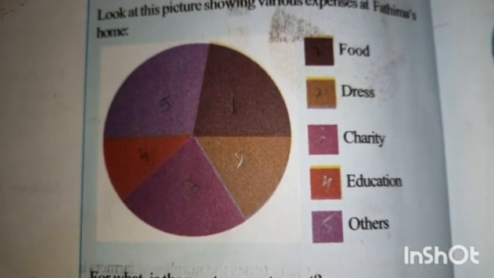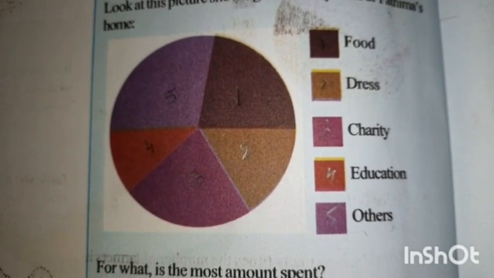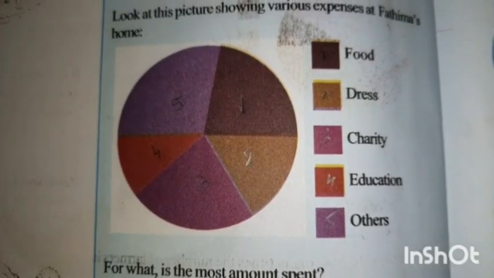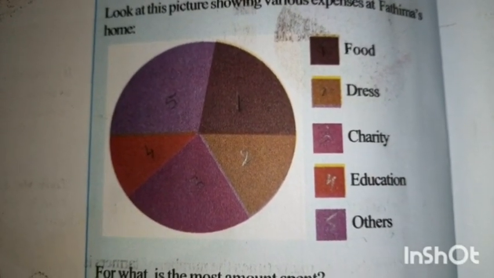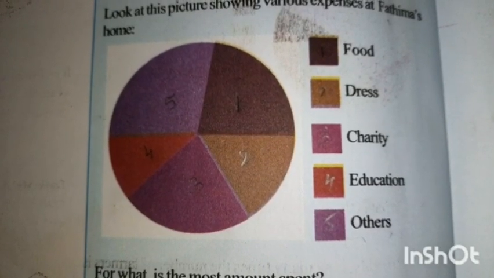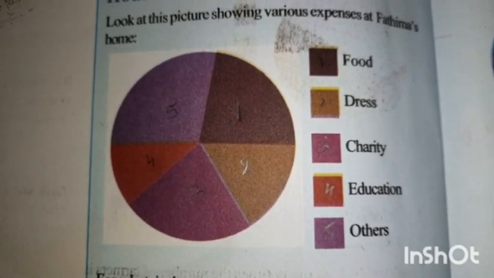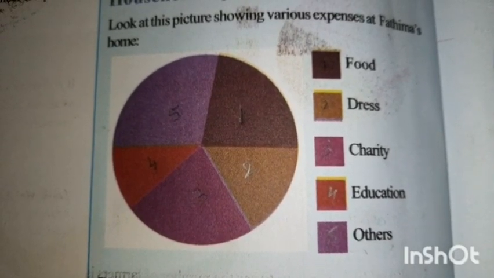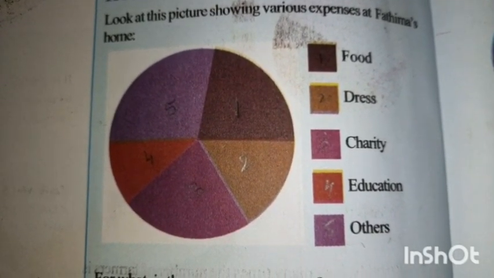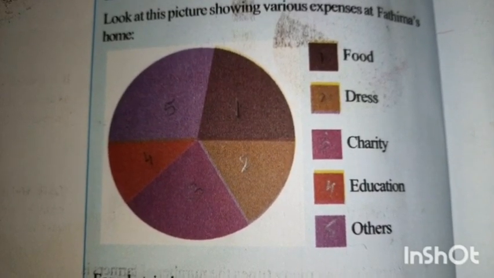What information are you getting from this? For dress we need more money than education, but for dress we have less money than food. Like that, we are getting more information from the picture.